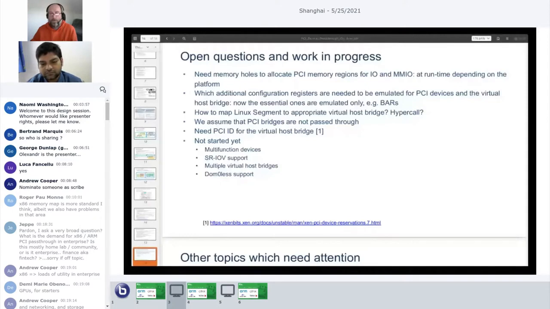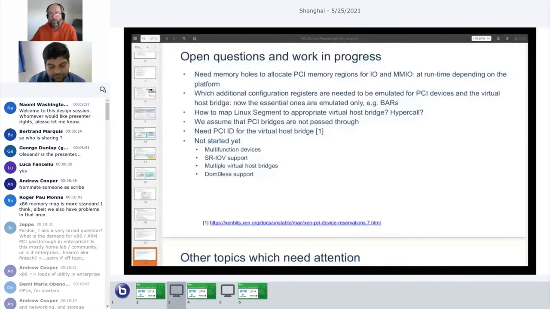So as of now, what we did, we just introduced some constants into a header file and use those to inject a virtual host bridge into the guest. But those constants may not be suitable for all the systems, and for that reason, it can be that on some platform we might have a situation that those constants will overlap with hardware or some other memory spaces.